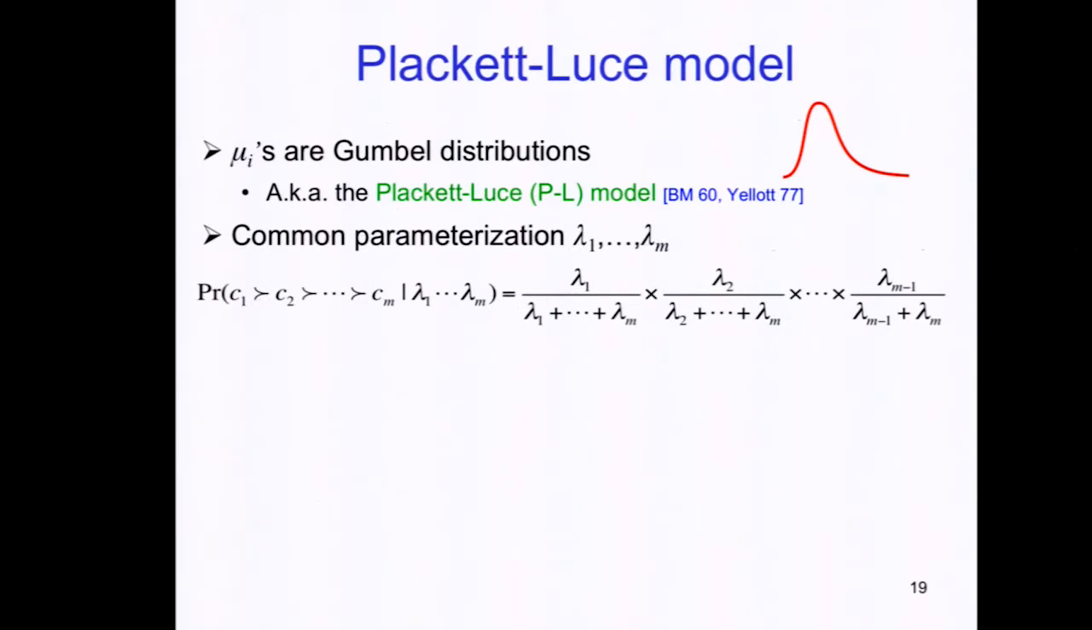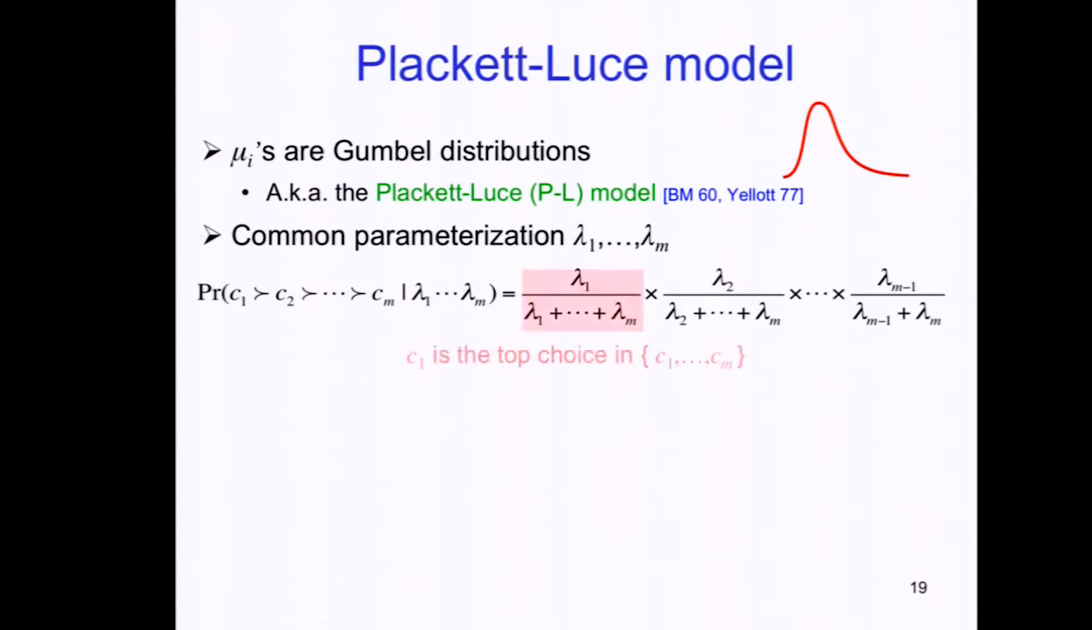Say every candidate, every alternative, is parameterized by a quality number between 0 and 1. Then the probability of generating a ranking can be written down in a very nice way. Given the ground truth qualities, the probability of generating the ranking C1 preferred to C2 preferred to C3, all the way down to Cm, is the following formula.